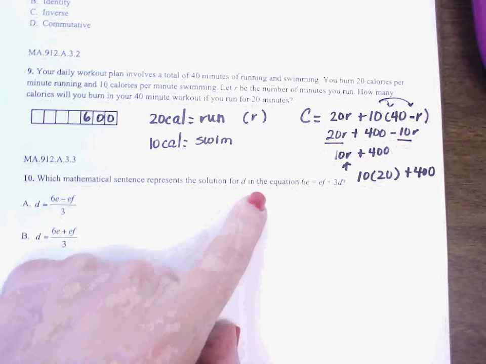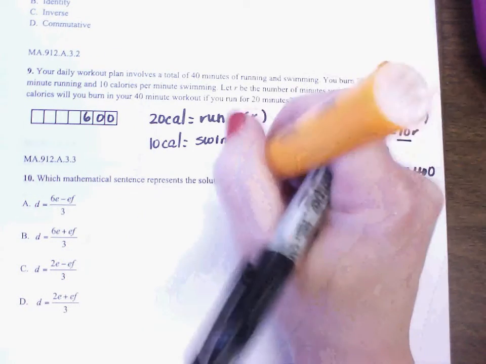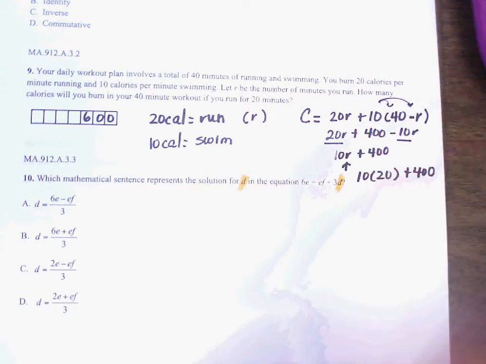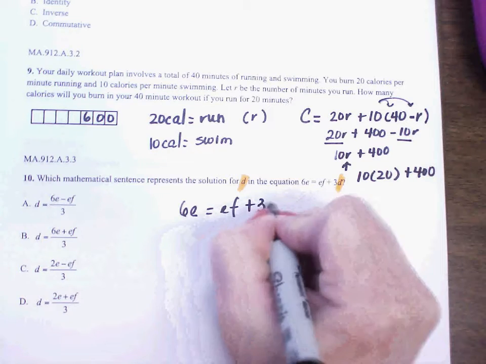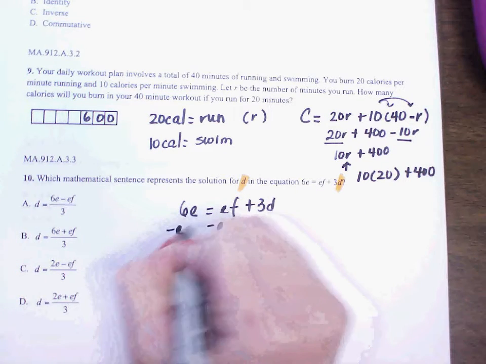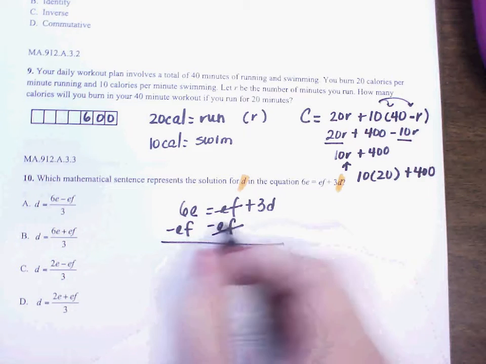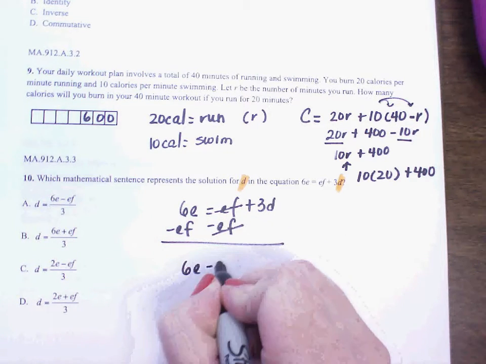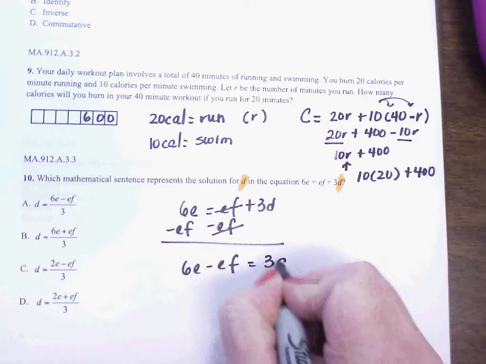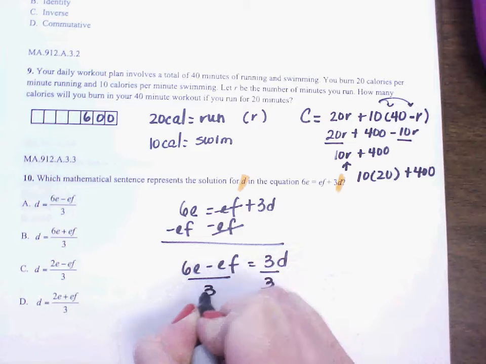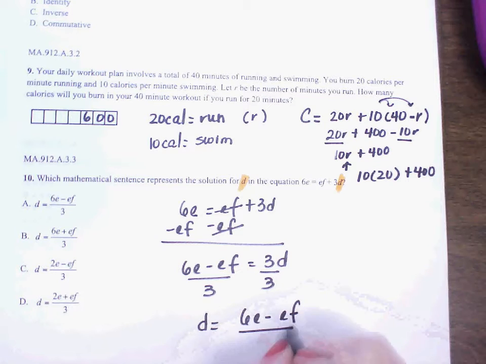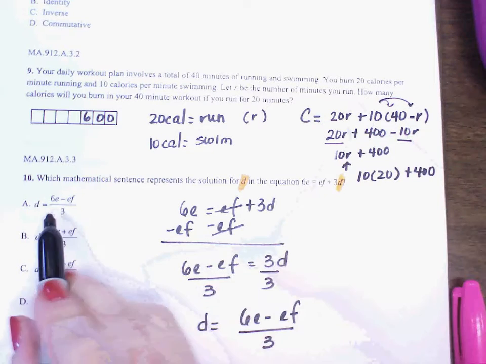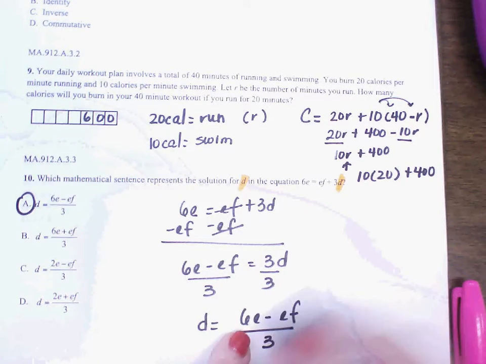All right, which mathematical sentence represents the solution for D in the equation? So you have to solve for D. There you go. So 6E equals EF plus 3D. First thing that I would do is take away EF, so you can get rid of that. So this would be 6E minus EF, and that equals 3D, and then all you got to do is divide by 3. So D equals 6E minus EF divided by 3. So the correct answer is A.